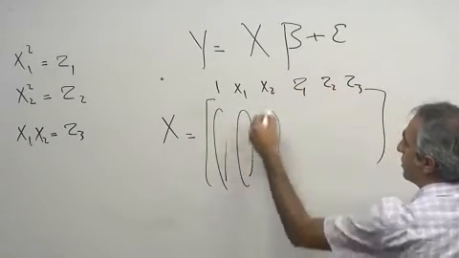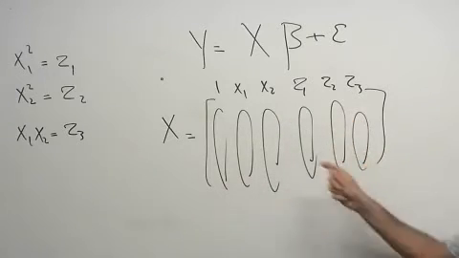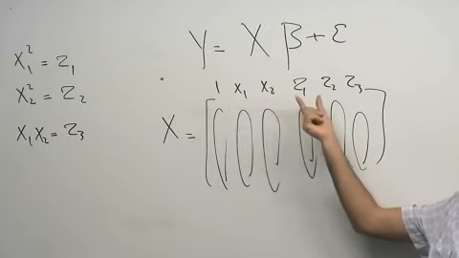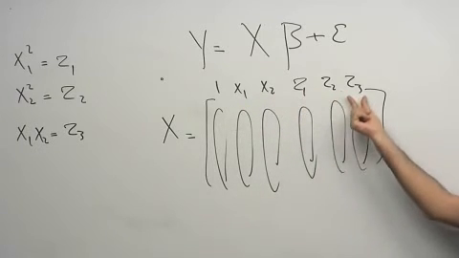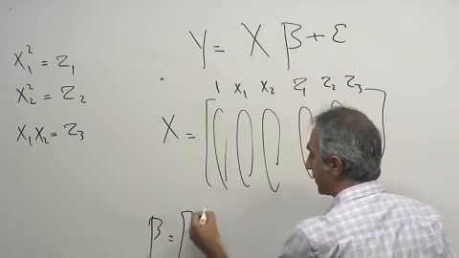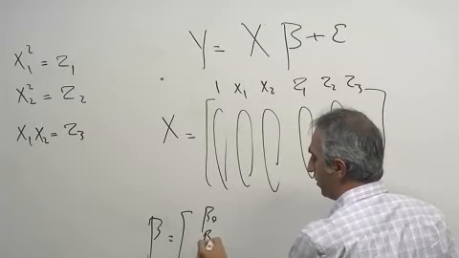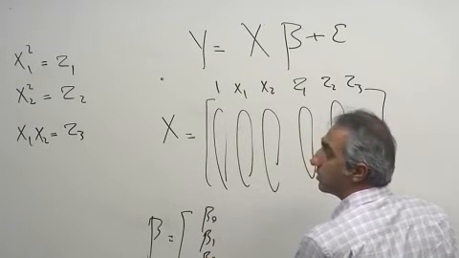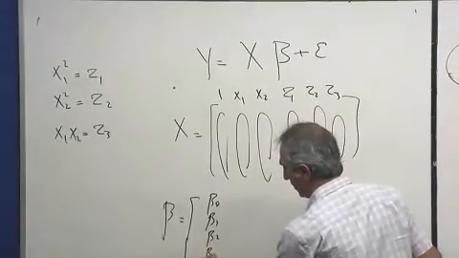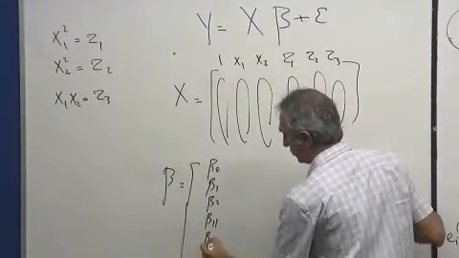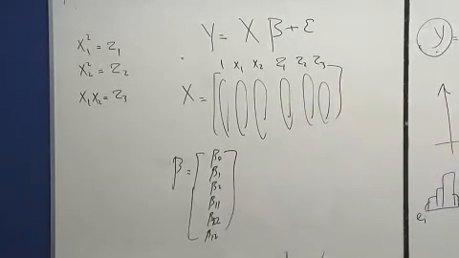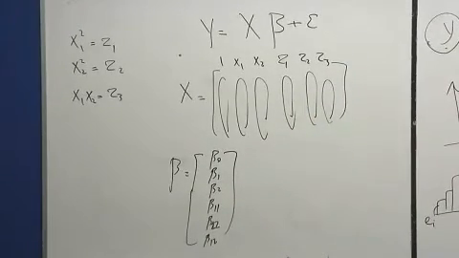So we have a new design matrix, which includes an intercept, a slope for the linear part, a slope for the quadratic parts, and a slope for the interaction. And your beta would be beta 0, beta 1, beta 2, beta 1,1, beta 2,2, and beta 1,2. So we can easily transform it to multiple regression.